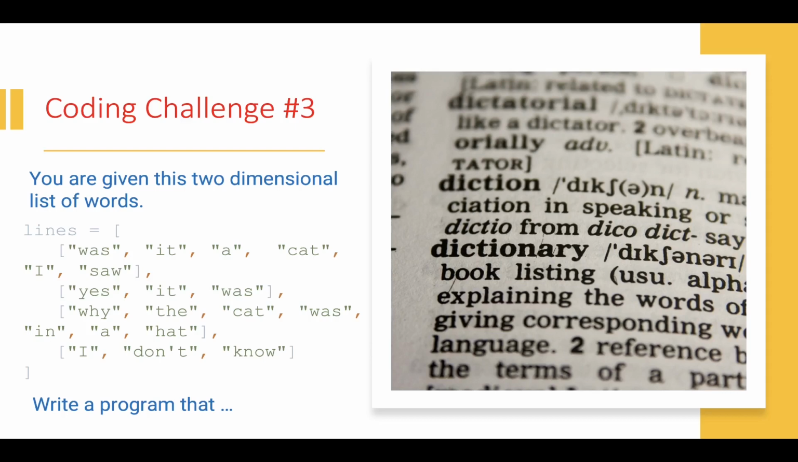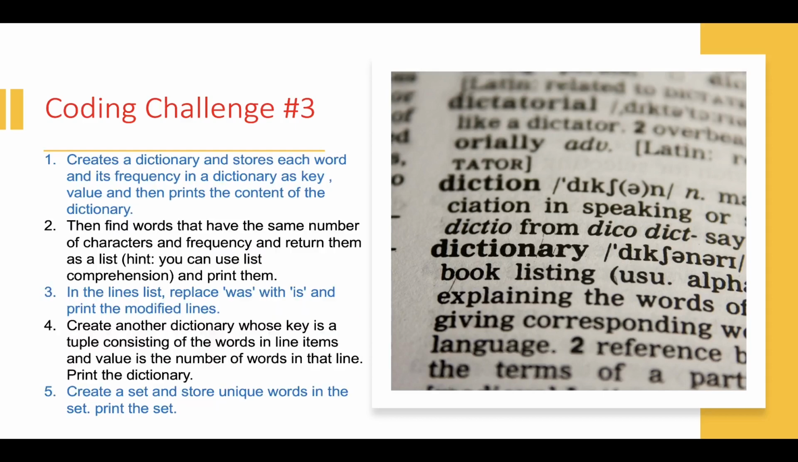You are given this two-dimensional list of words named lines. The assignment wants you to implement 5 tasks. First, create a dictionary and store each word and its frequency in the dictionary as key-value pairs, and then print the content of the dictionary.